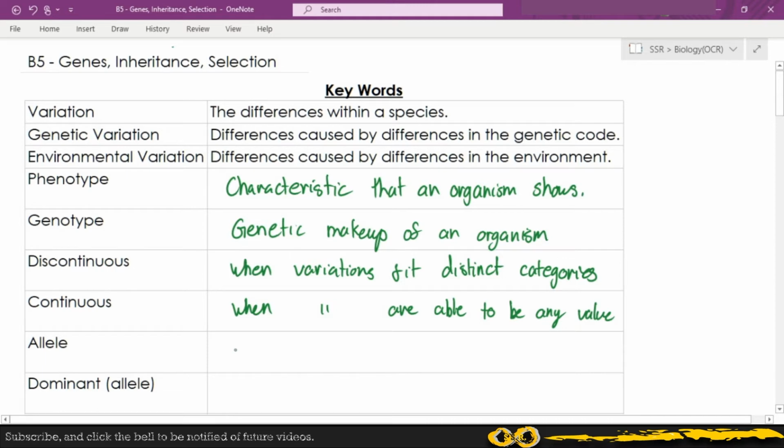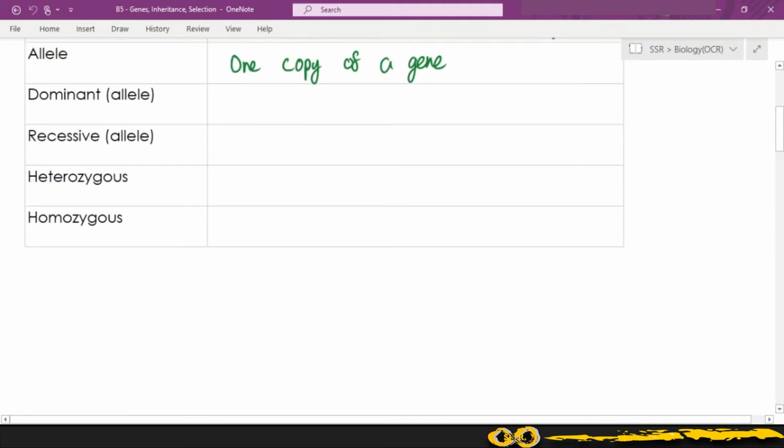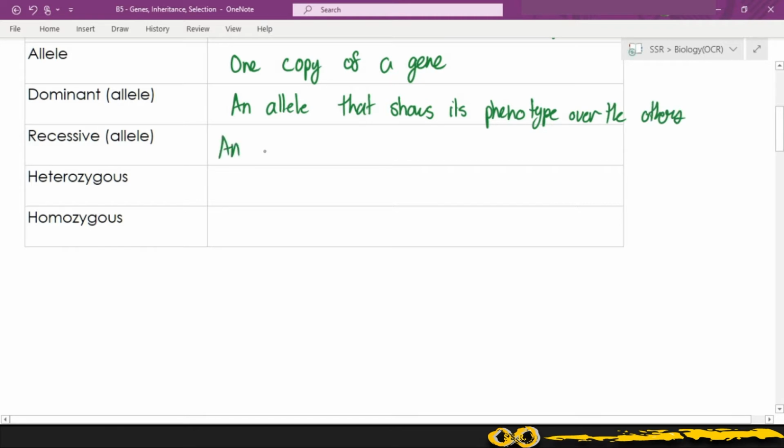An allele is one copy of the genetic code, or one copy of a gene. And you will have two alleles, one from your mother and one from your father. A dominant allele is an allele that shows its phenotype over the others, whereas a recessive allele is an allele that only shows its phenotype when there are two of them.